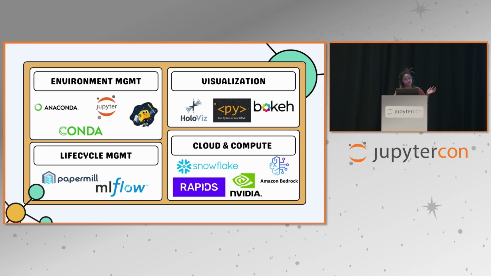So this is by far not all of the tools that you can use in each of these categories. This is what I'm using and experimenting on these days. Anaconda, Jupyter, Conda, Pixi in this environment management quadrant. How do I manage my dependencies? How do I explore data interactively? For the lifecycle management flow, I've been playing with Papermill and MLflow. Papermill will say, how do I automate this notebook? While MLflow will answer the question, how do I track my experiments?